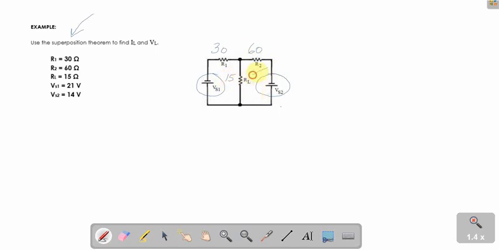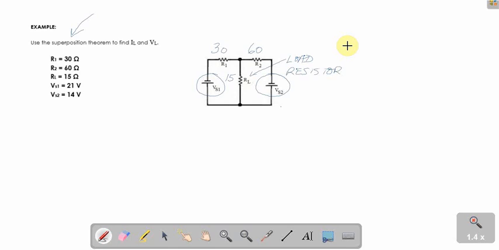In this case, we want to find the current through RL, and I want to find the voltage across the load. So that's my goal here. There's the load resistor. We want to find that current, and we want to find the voltage drop across there. So we're going to break this up into steps.